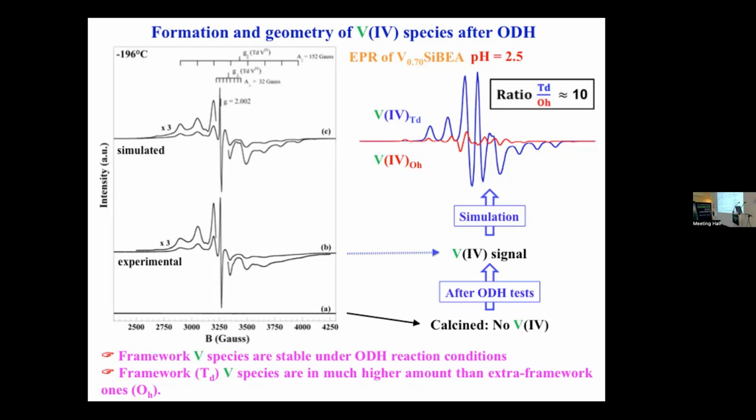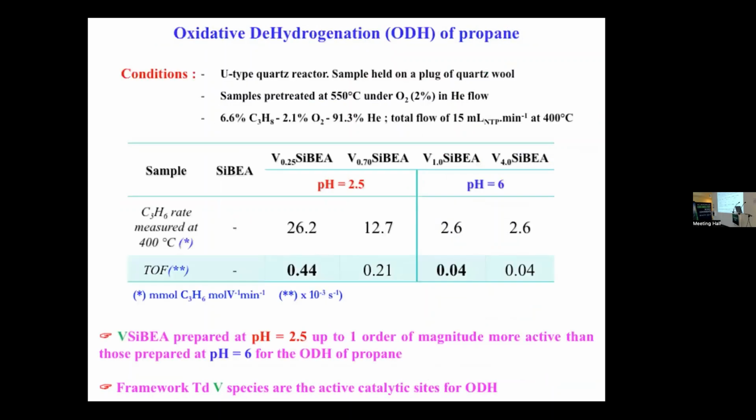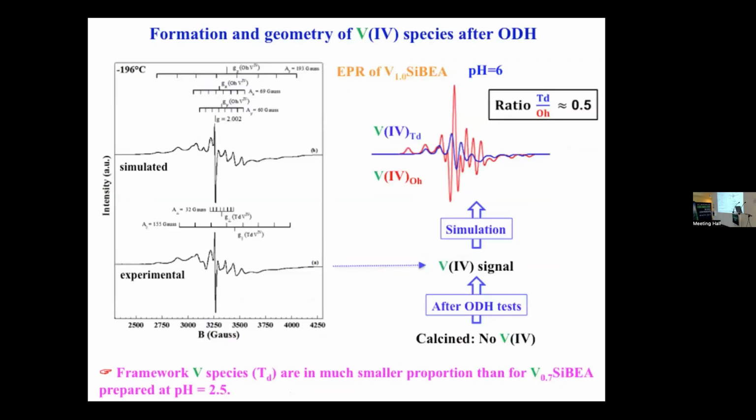As we can see, by calculation we can obtain a ratio of tetrahedral to octahedral up to 10. That means that practically in this condition we have tetrahedral vanadium species. So this is at pH 2.5. The situation is very good. Vanadium is incorporated in the framework as isolated species. Then, in contrast, it's not good.